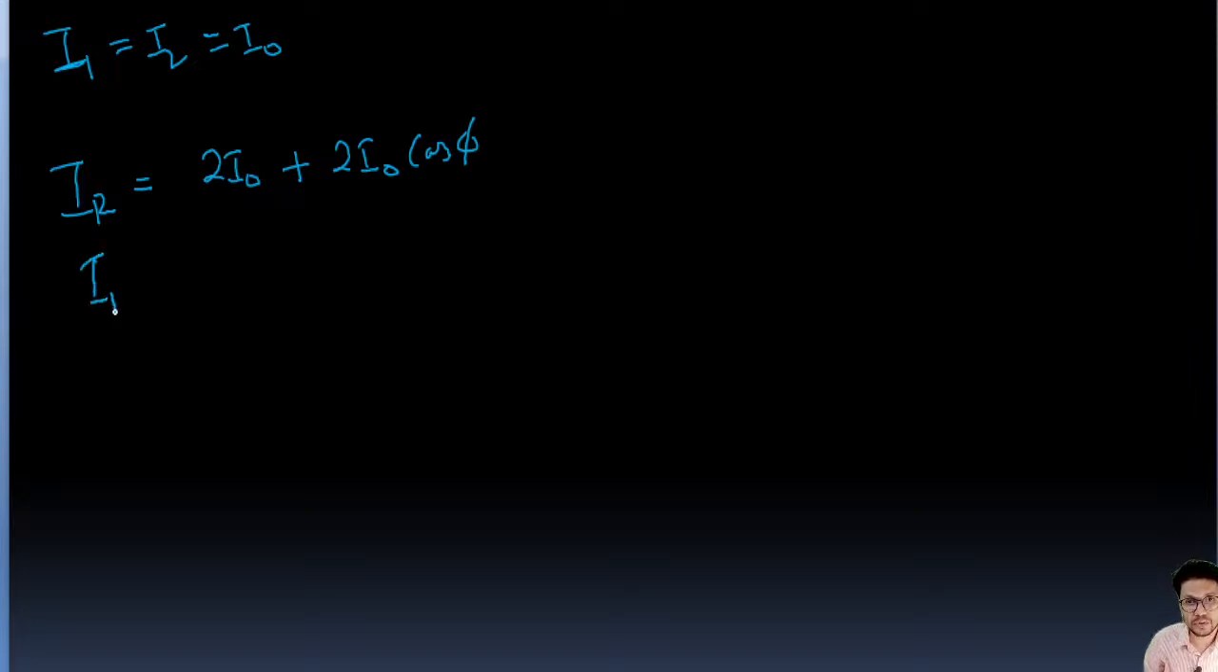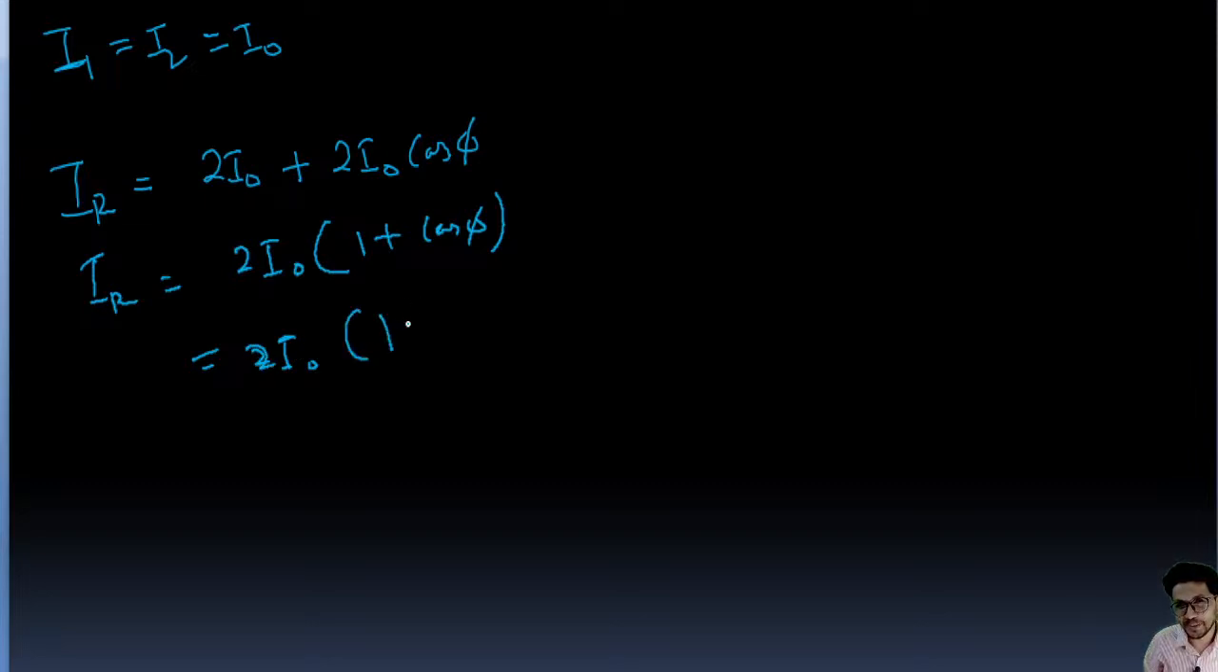So IR is going to be a very important one, because you'll get questions. 2 I1 I0 we have taken common, 1 plus cos phi, and we'll open it. So 2 I0 is going to be 1 plus cos phi, minus 1, so this will get cancelled. By the formula, 2 cos theta equal to 2 cos square theta minus 1. So we have used this formula.